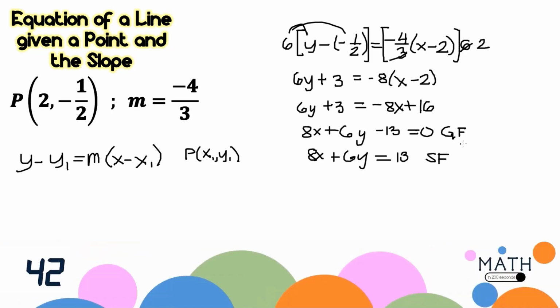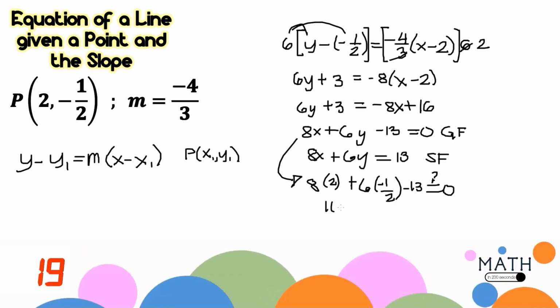If you want to make sure that your answer is correct or not, you could always substitute your given point here. So you have 8 times 2 for x value. Then you have here plus 6 times negative 1/2. Then you have minus 13 equal to 0. We'll be using a question mark as we are substituting. This is 16. We have here, so plus, you have negative 3 minus 13 question mark 0. So we reach a portion where both sides of the equation are 0. This means that our answer for general form is correct.